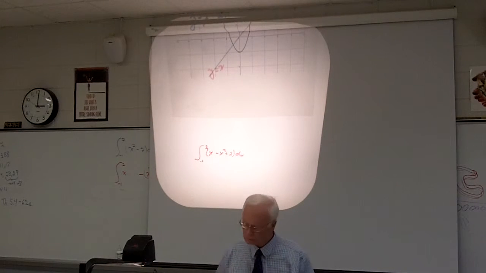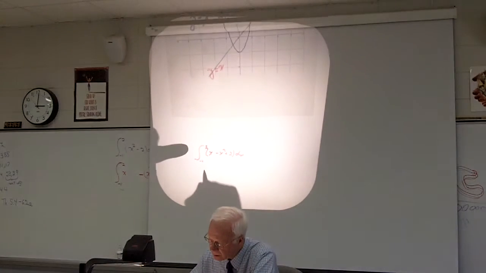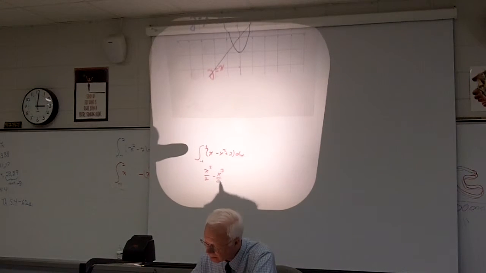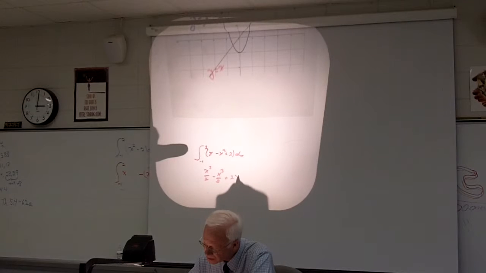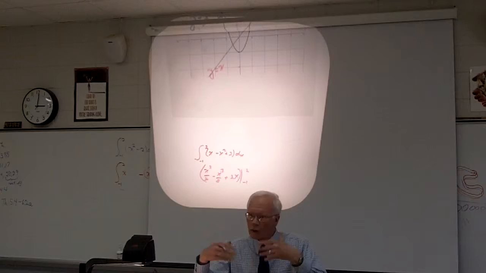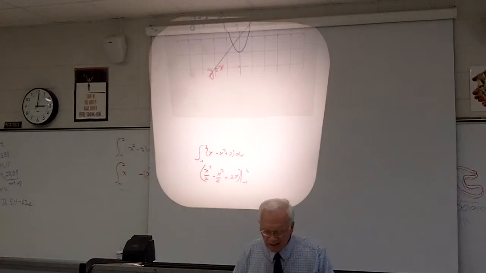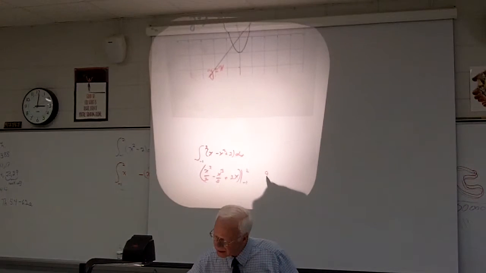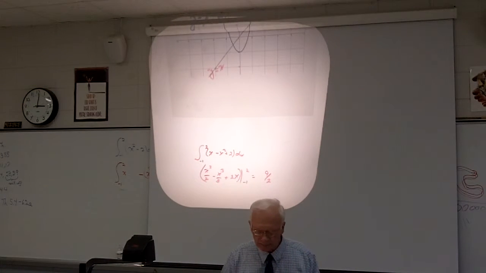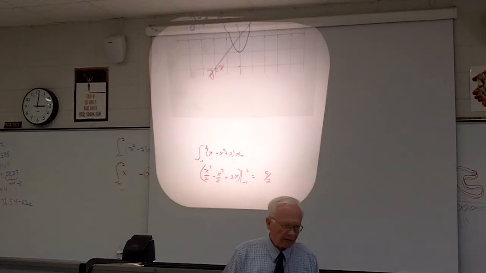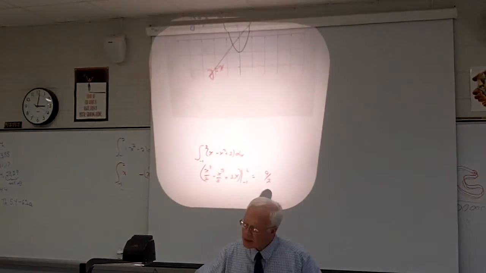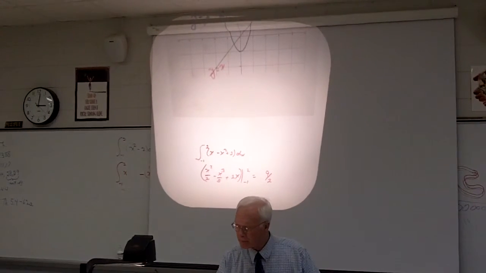So now you find the antiderivative and evaluate. The antiderivative gives me x squared over 2 minus x cubed over 3 plus 2x, and evaluate it from -1 to 2. Okay? And you just crank it out, and there's the answer. I did this one, and it happens to be 9 halves. 9 halves. Okay? That's how that one works.